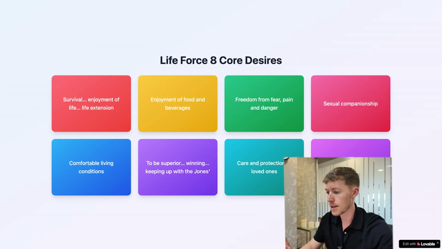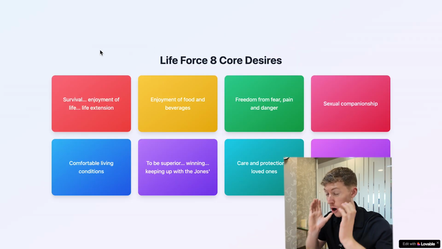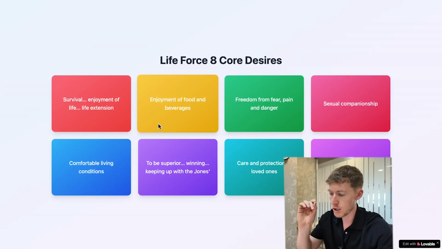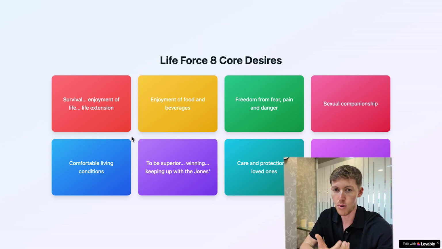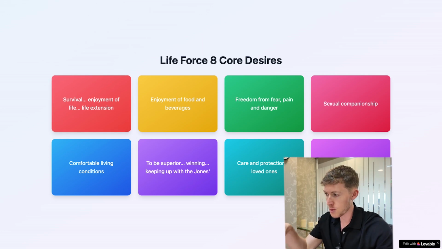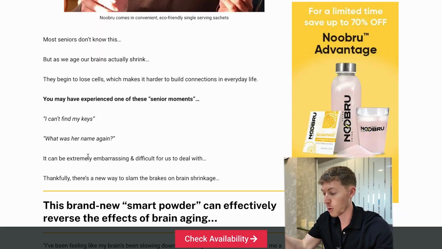If we just jump to the 8 core desires that we have as humans, these are hardwired into our brains. Now, you want to be touching on as many of these as possible within the realm that makes sense within your product and brand, of course. But what this brand is touching on in terms of the embarrassment is the social approval and the status. We want to look good in the eyes of others. We don't want to be embarrassed in front of others. We don't want to have to deal with that, right?